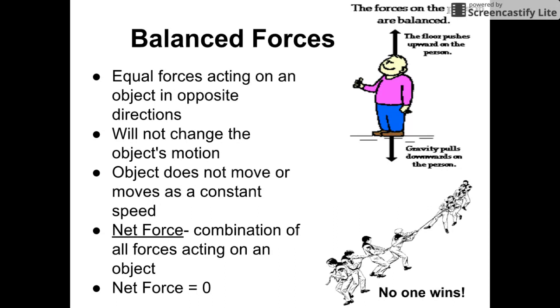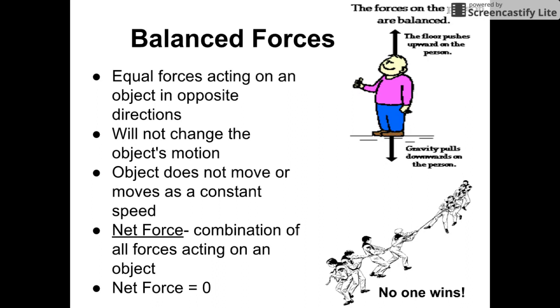This gets at Newton's first law of motion, sometimes called the law of inertia. Objects in motion stay in motion. Objects at rest stay at rest unless acted on by an unbalanced force. So if the object is stationary, it's not moving, it will continue to not move if those forces are balanced. We also saw in the simulation that if the object is already moving and you apply a balanced force to it, it will continue moving at a constant speed in whatever direction it was already going. That again is that law of inertia.